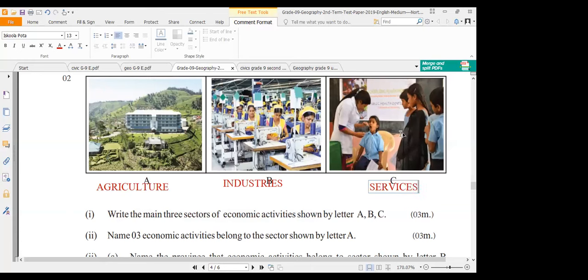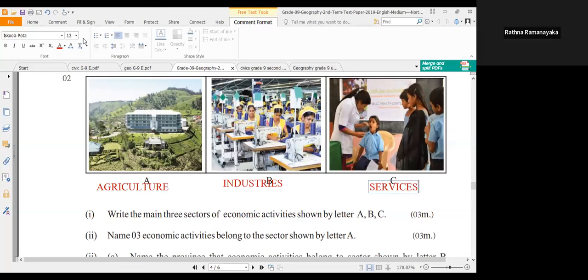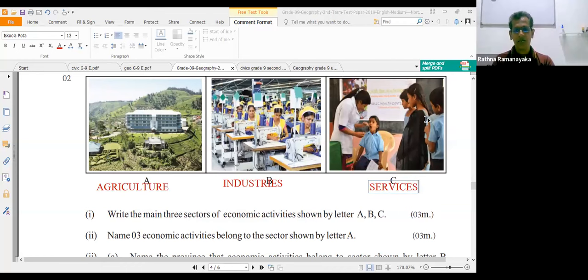Three main sectors of economic activities. Economic activities are divided into these categories: agriculture, industrial and service sectors. Developed countries are mostly in the service sector, while Sri Lanka is in agriculture and the industrial sector.